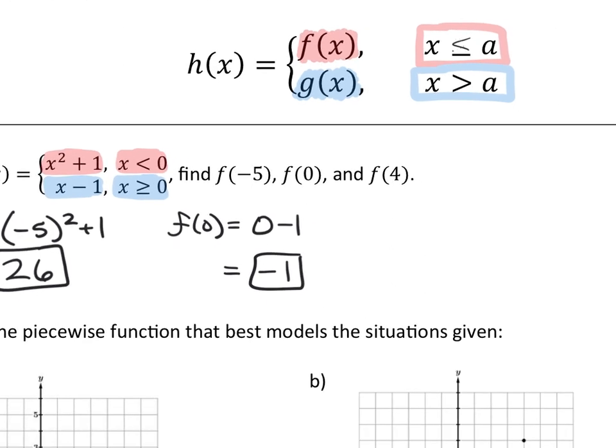How about f of 4? Do I plug that into the top or the bottom function? Bottom. So we're just going to do 4 minus 1. Easy peasy. That's 3. Make sense? So you look for the appropriate domain for that input and then just plug it in. Easy peasy.